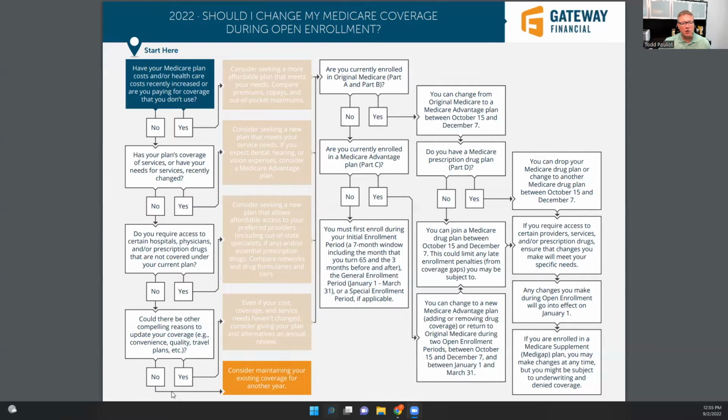And if the answers are no, consider maintaining your existing coverage another year if you have none of these things to consider. But back to where I paused earlier about being enrolled in the original Medicare, if the answer is yes, you can change from original Medicare to a Medicare Advantage plan, but only between the dates October 15th to December 7th. Now, mind you, if you are considering these things, plan ahead. Try to get these decisions figured out before, because when you wait and wait and wait, a lot of these healthcare providers, this is their busiest time of the year.